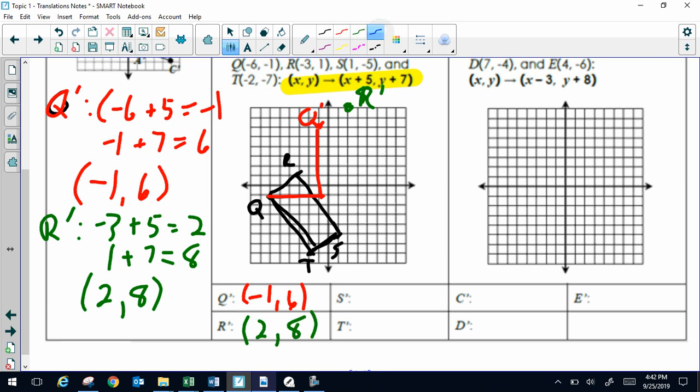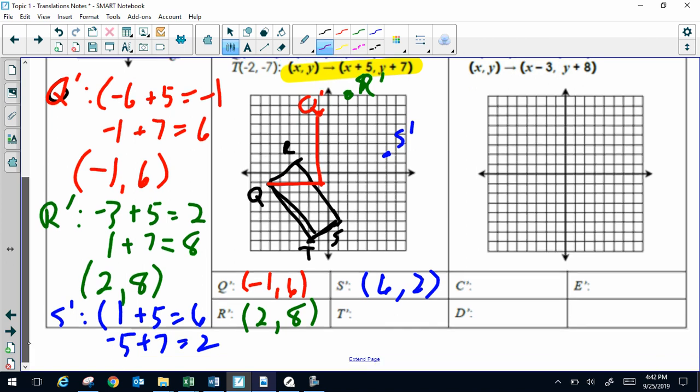We need S prime. So S prime, same thing. The rule says take x, the original x, which is 1, and add 5 to it. Well, when you do that, you get 6. So that means the x value is going to be 6. Then take the y value, which is -5, and add 7 to it. Well, that is 2. So that means that my new S prime is at 6, 2. Which is right there.